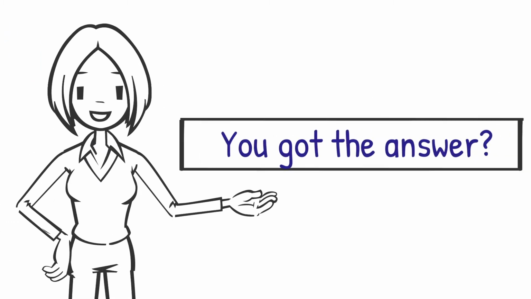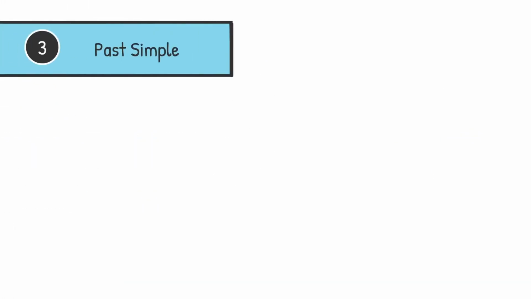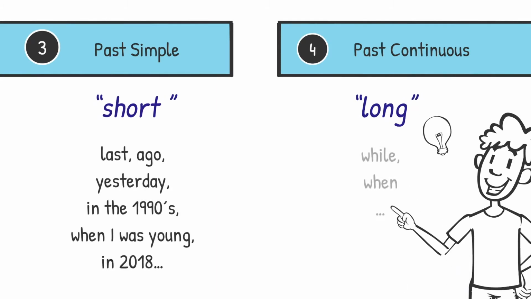You got the answer? Let's check. Both actions take place in the past, so therefore both actions are finished. However, when you break something, it's a short action. But if you play a game, it's a much longer action. Therefore, the difference between number 3 and number 4: 3 is short, 4 is long.